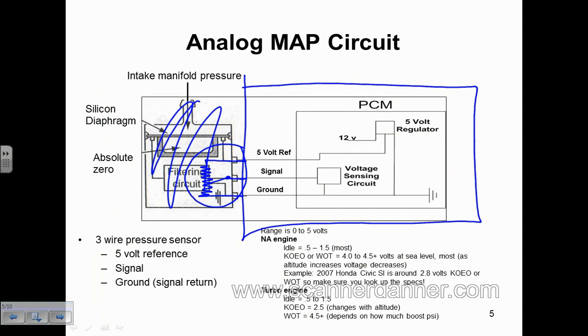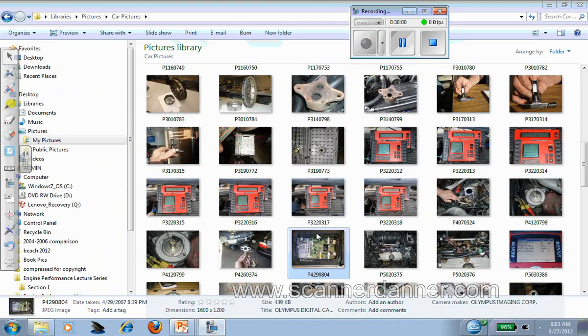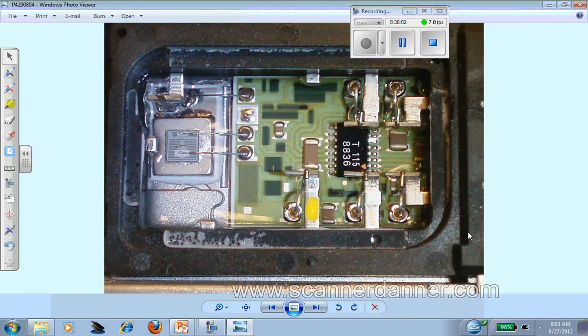Let me show you the inside of one of these for a second. All right, here's a picture. You've got to forgive me if I'm wrong on this. This might not actually be the inside of a MAP, but I think it is. Look at all the components in here.